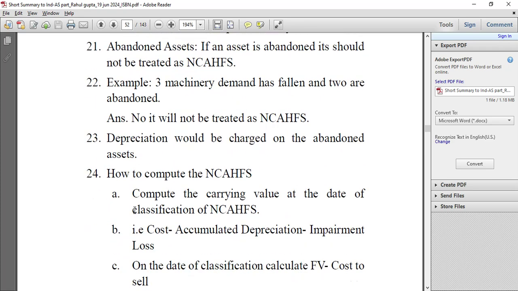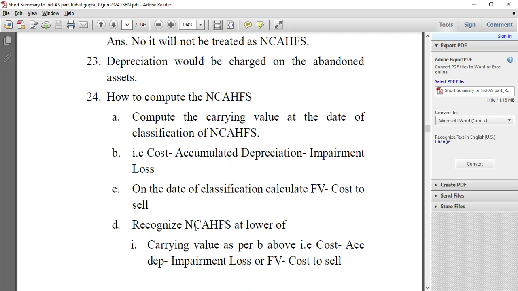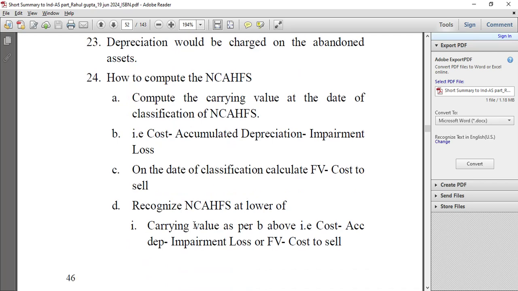How to compute NCHFS? Compute the carrying value as on the date of the classification as NCHFS: cost less accumulated depreciation less accumulated impairment loss. On the date of reclassification, calculate fair value less cost to sell. Recognize NCA-HFS at the lower of the carrying value as above, that is cost less depreciation less impairment loss, or fair value less cost to sell.